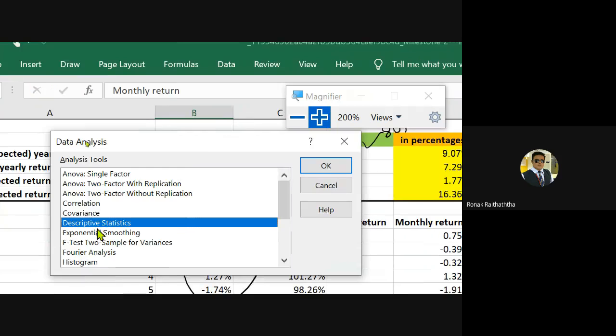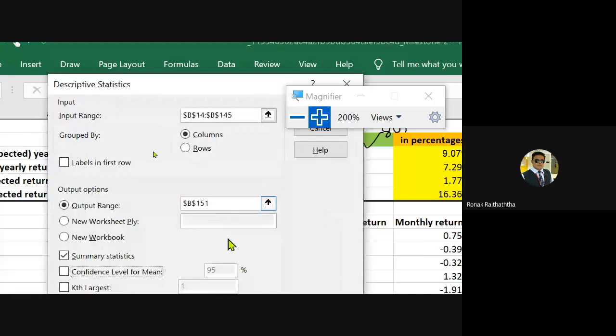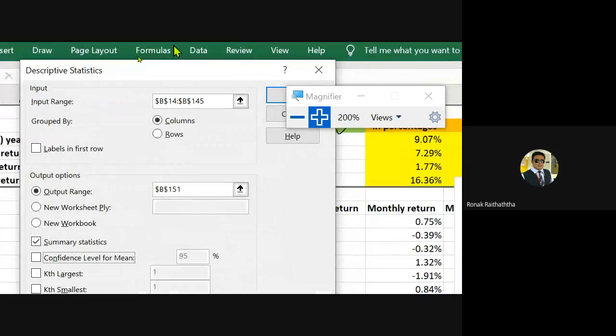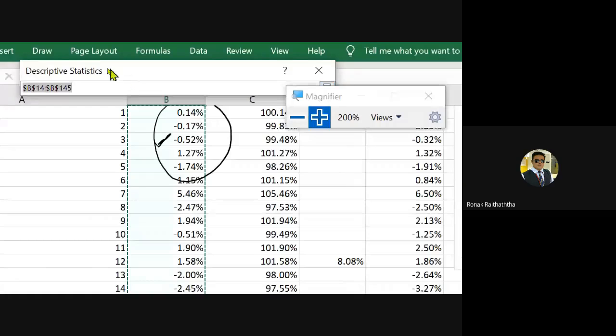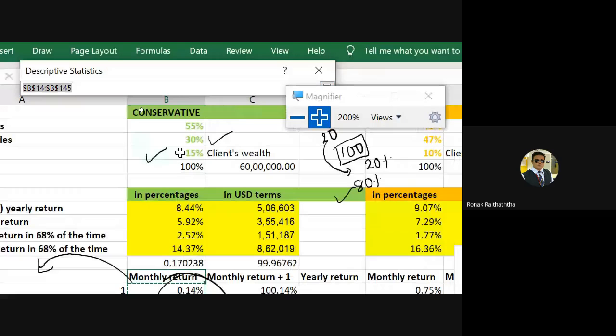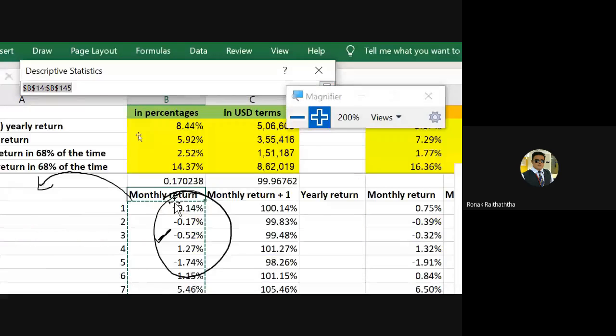Okay, so everyone should be able to see the descriptive statistics over there. Please click OK on that. And you must be able to see this sort of a box. Now, for which data I want to do this, I clicked on the button. Then I'm selecting from the first one to the last one. These are my monthly returns. I'm selecting the monthly returns.